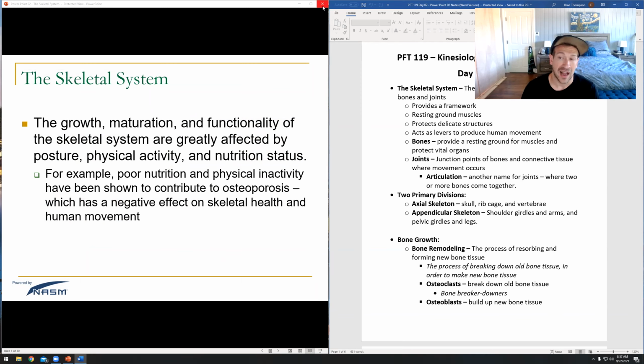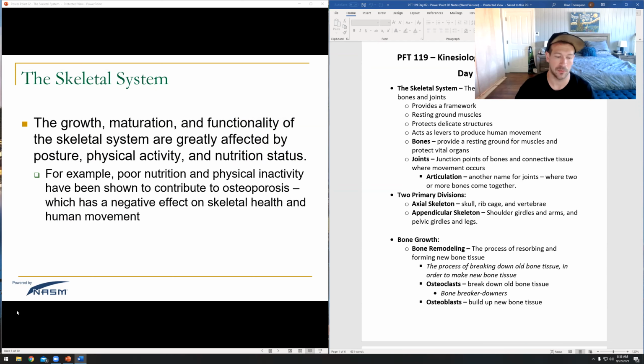So for instance, high sodium diets. Sodium and calcium really like to work together as well. And so when you have a ton of sodium in your diet, that actually decreases your immune system's ability to mineralize bones sometimes. And I mean really extreme amounts of sodium, but it can happen. So poor nutrition status can definitely lead to decreased bone density.